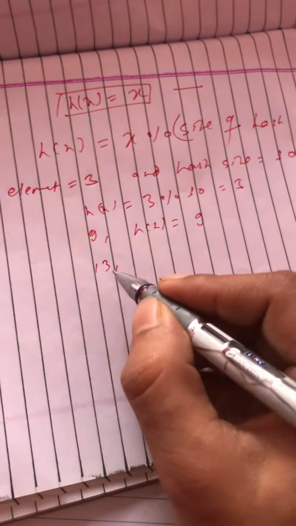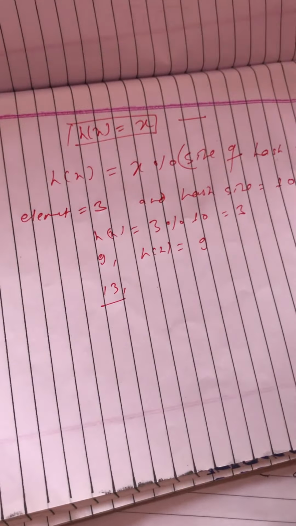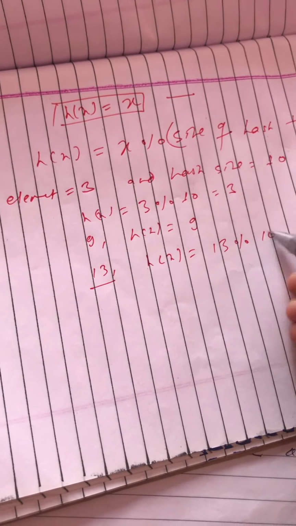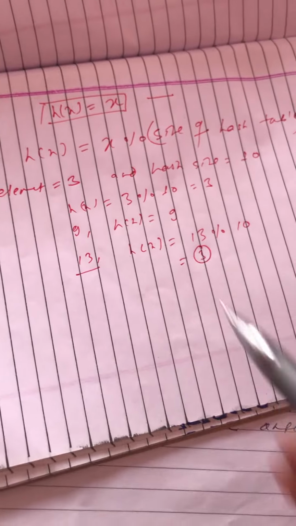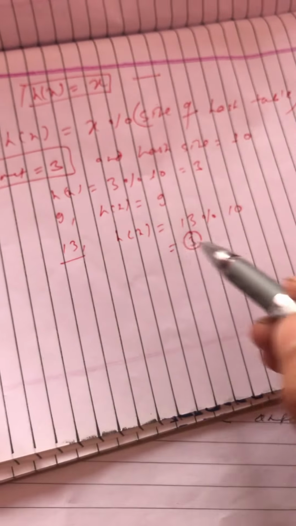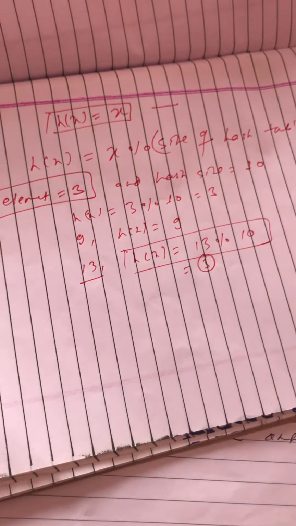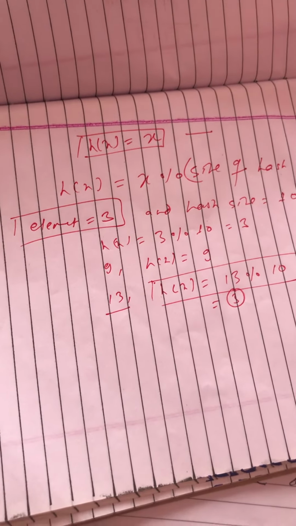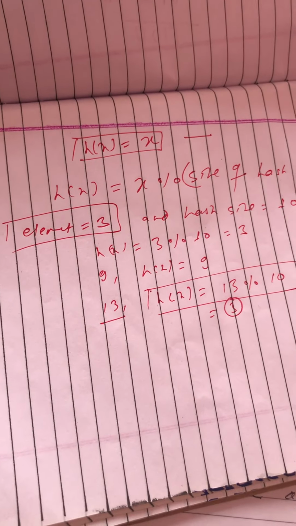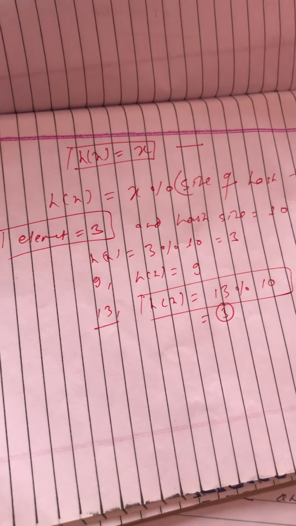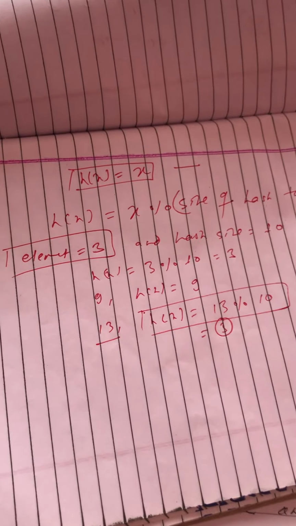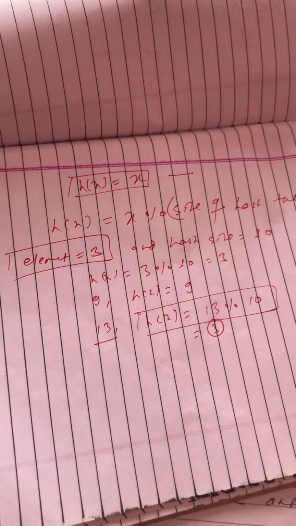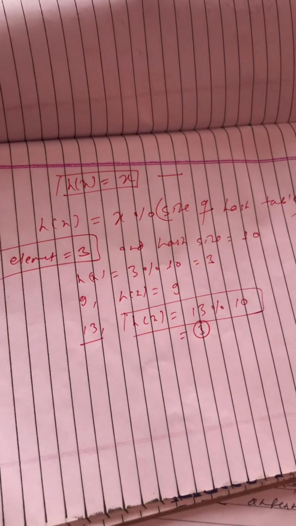Then if we take example 13, hx would be 13 mod 10, which is also 3. If there are element 3 and element 13, then we have to store both elements in index 3. So there is a collision between the elements. There is a possibility that two or more elements are mapped to the same index, which is called a collision.